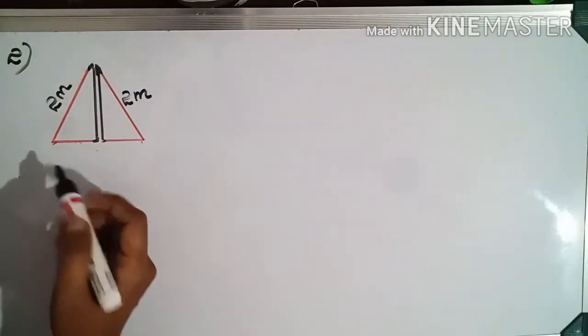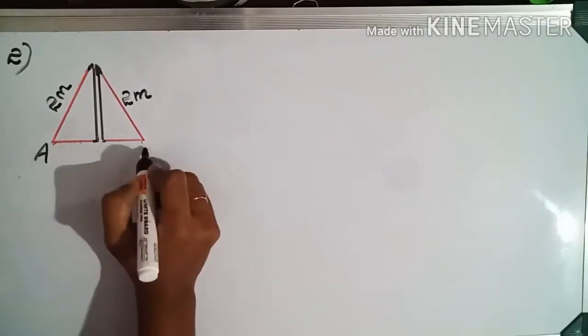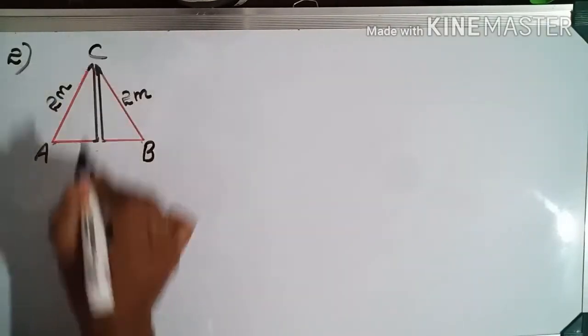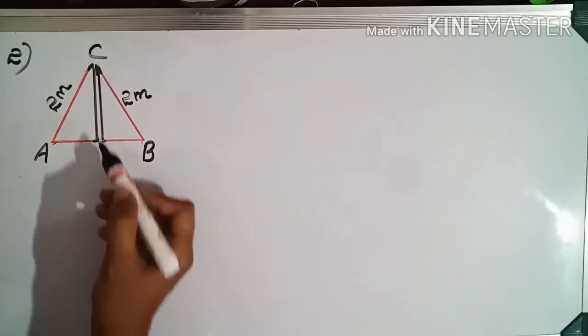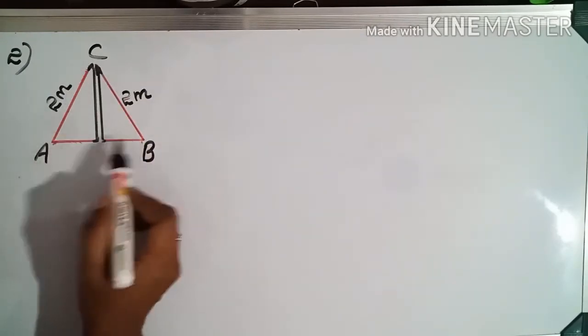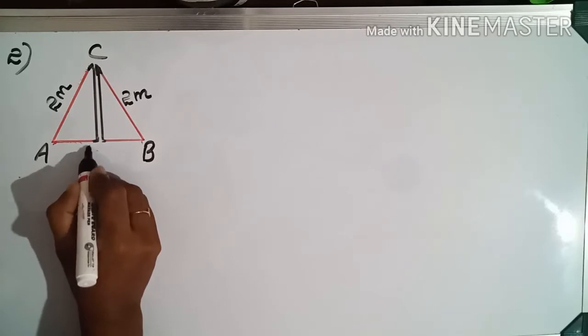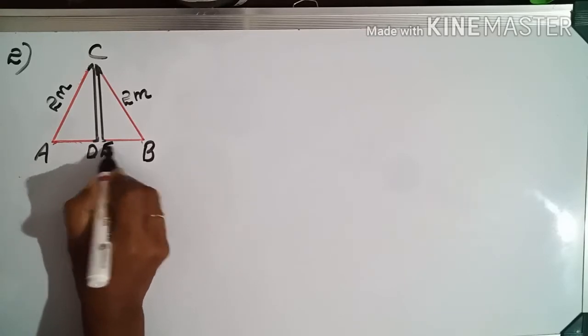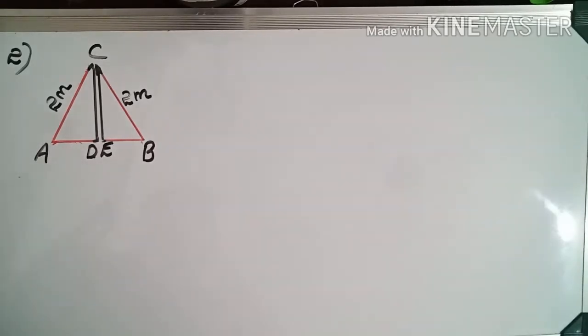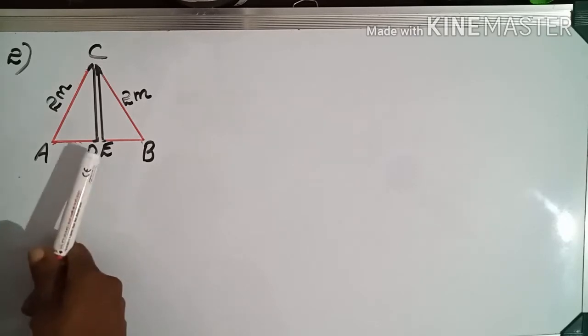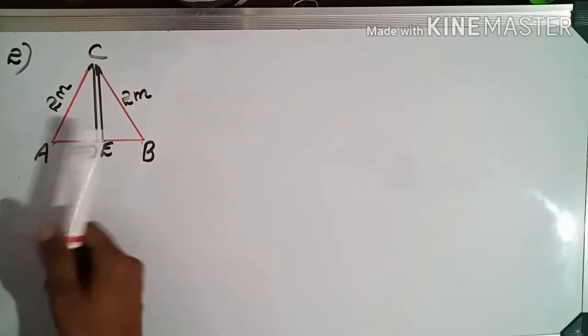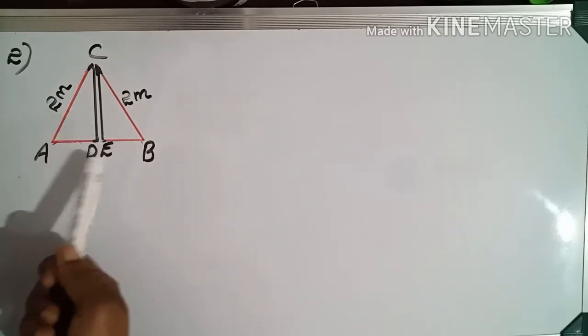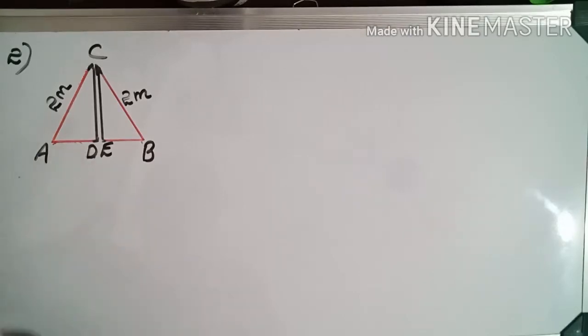So this is the equilateral triangle ABC. That equilateral triangle is cut into two halves. Let's mark this point as D and E. D and E both are the same point, but in order to understand these two parts, I am taking these two points as different. Okay, D and E.